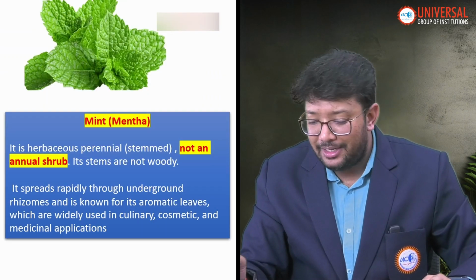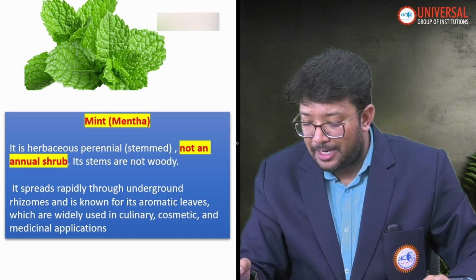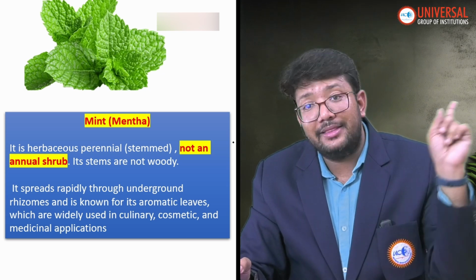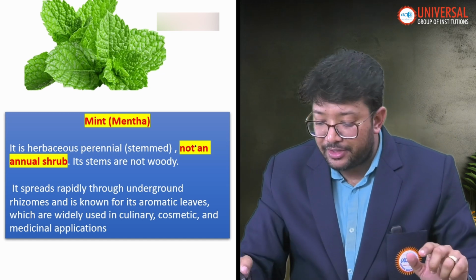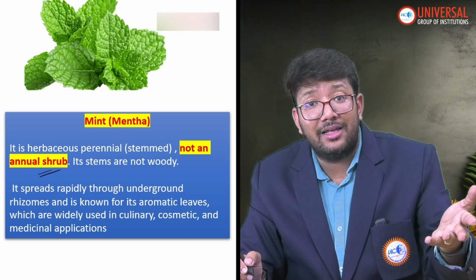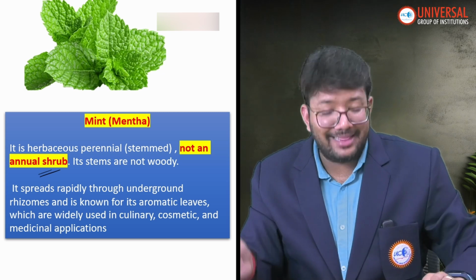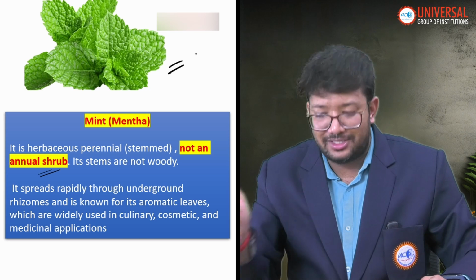Next comes mint. The scientific name is Mentha. It is a herbaceous perennial, not an annual shrub. That was in the option: in front of mint, it was written annual shrub, but it is not an annual shrub. It is perennial, and the stems are not woody at all. We all know this particular mint.